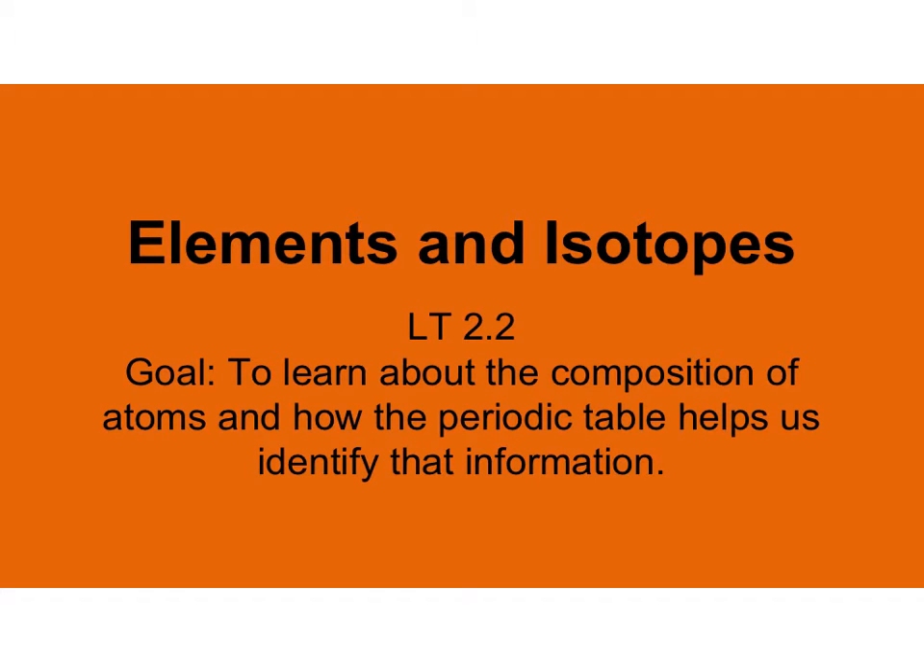In today's lesson, we're going to talk about elements and isotopes. Our goal here for Learning Target 2.2 is to learn about the composition of atoms and then what sorts of information we can get from the periodic table to help us determine some of the elements' composition and other information about how those elements will behave.